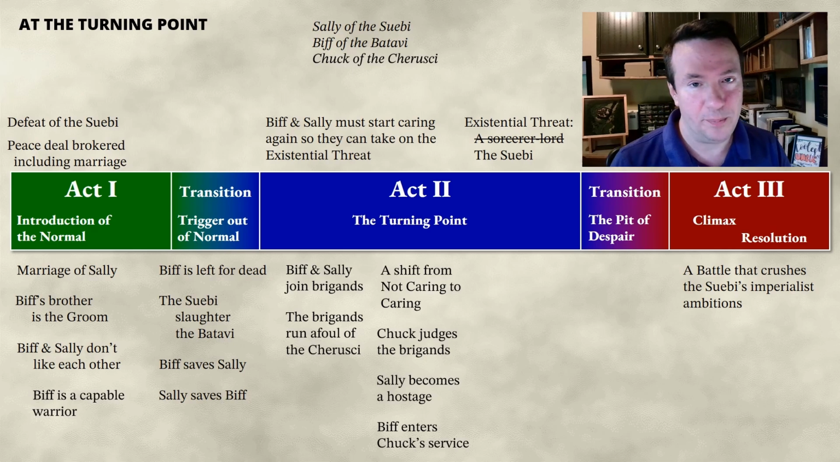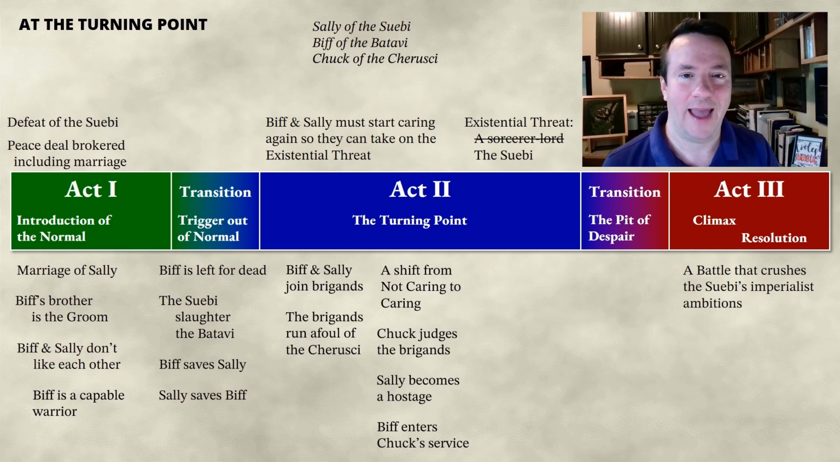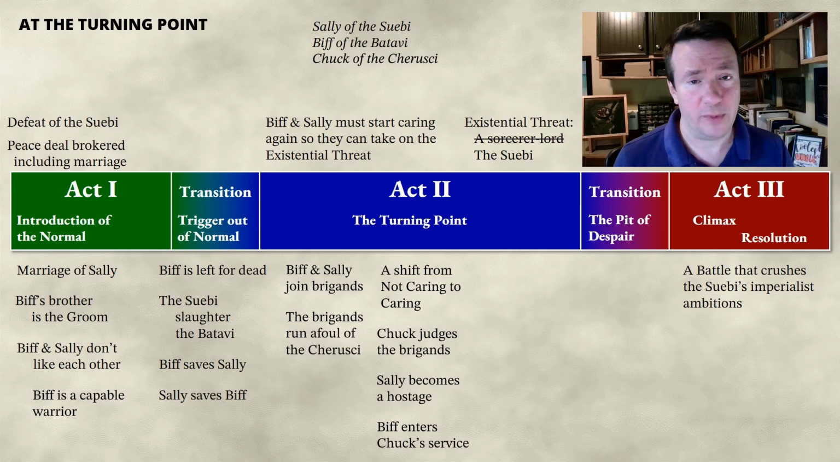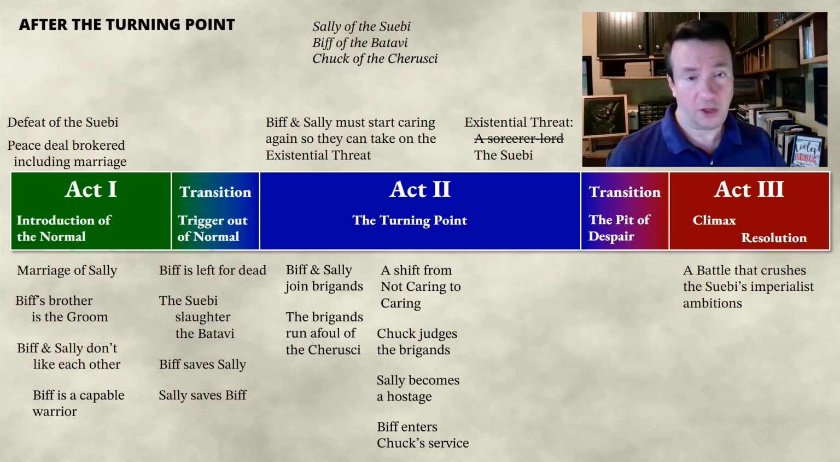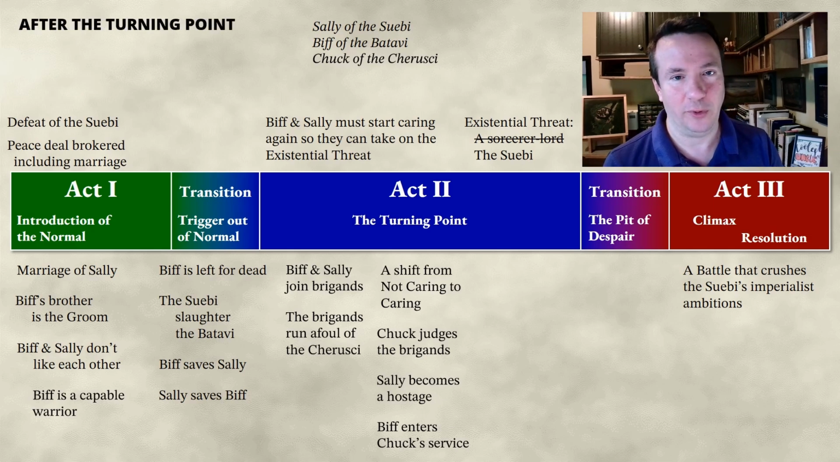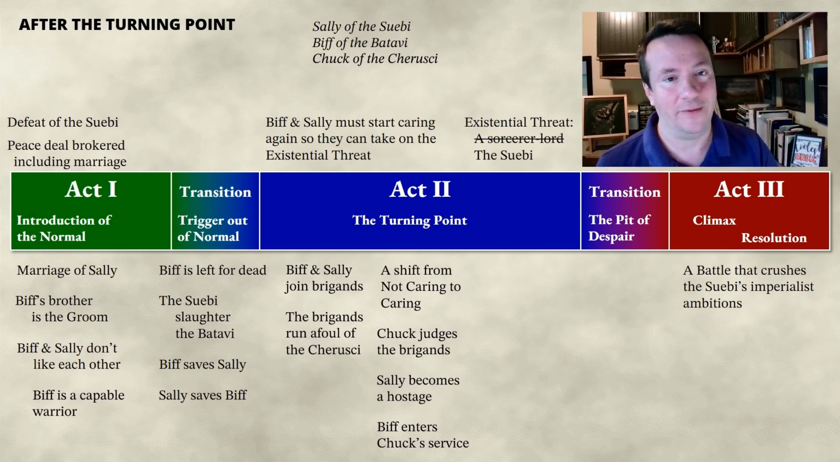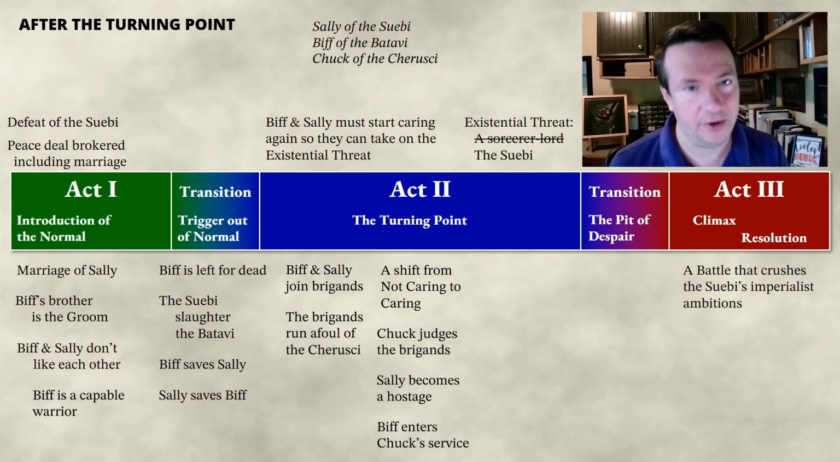The point here, though, is that Biff enters Chuck's service, swears an oath, and Sally remains a hostage to ensure his good behavior. But this doesn't remove Sally from the picture either. She would be in the court of the chieftain, and she's clever, as we established, and so she can use her wit and wisdom to influence events. Thus, we get to the third question of what happens after the turning point. At the turning point, they face this challenge with Chuck and enter his service. After the turning point, and for the remainder of Act 2, it would make sense, therefore, that Biff is fighting wars on behalf of the Cheruski and his new chieftain, Chuck.